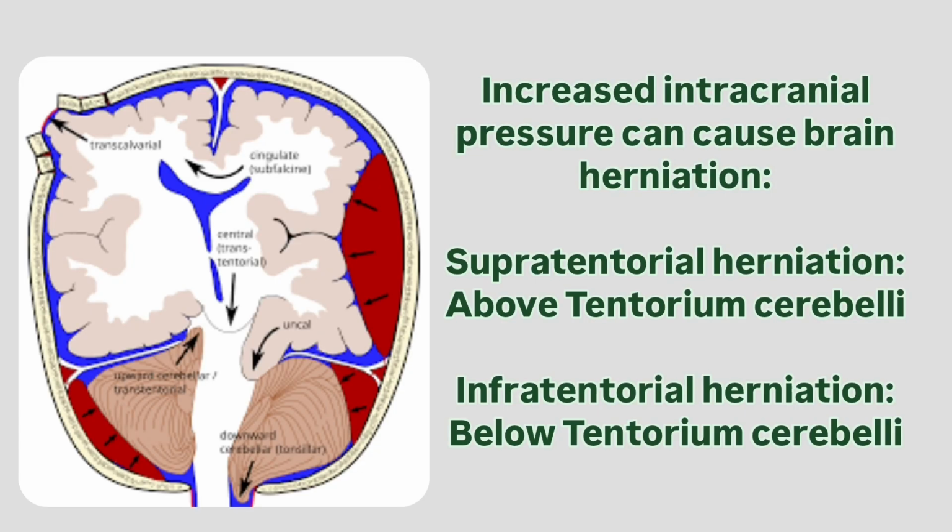Now, increased intracranial pressure can also cause brain herniation, which can be broadly classified into two types. One is supratentorial herniation, which occurs above the tentorium cerebelli, and the other is infratentorial herniation, which occurs below the tentorium cerebelli.